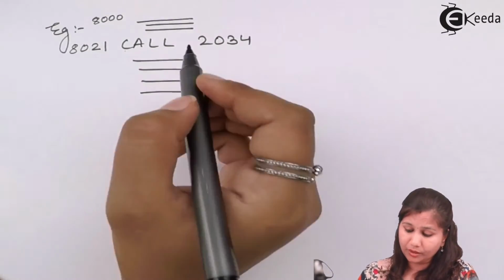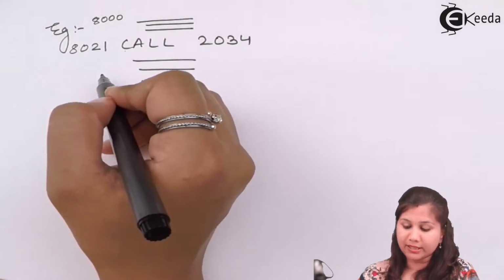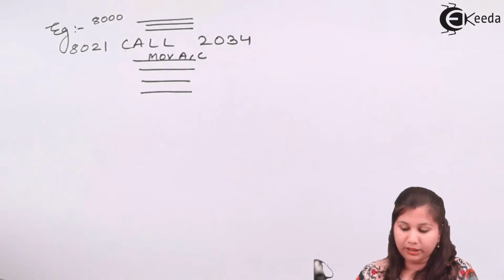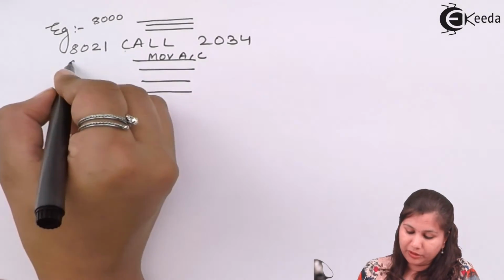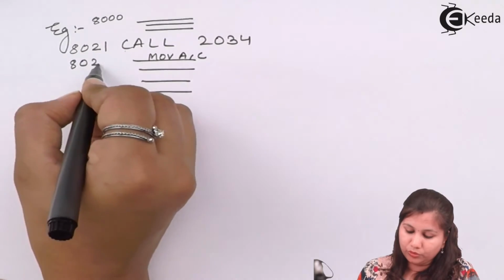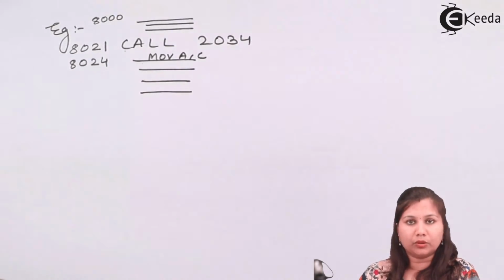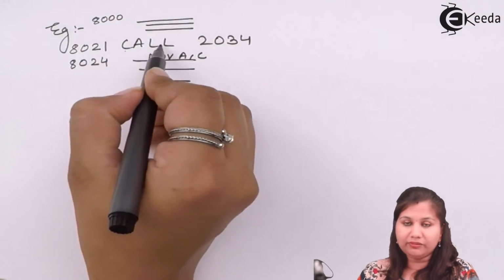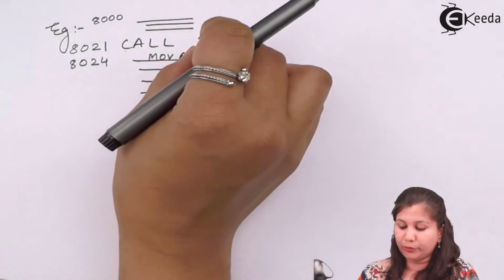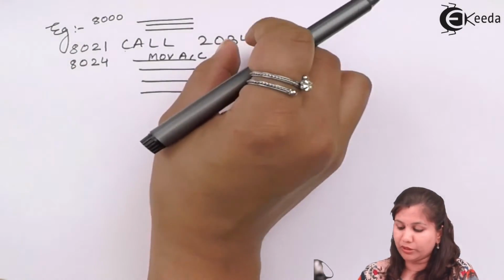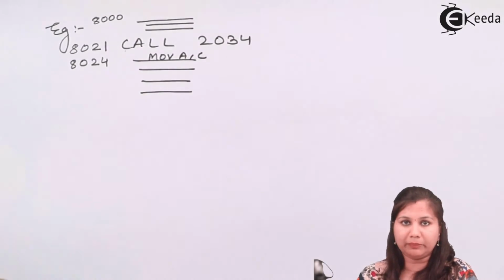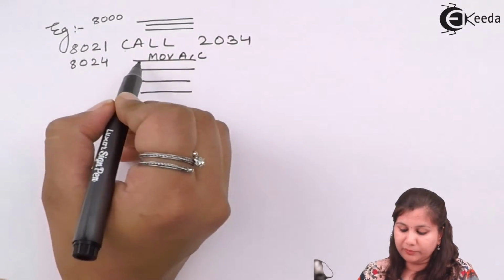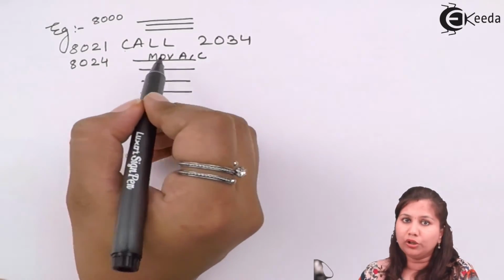Now the instruction after this call is, suppose, MOV A, C, and this instruction is written at the memory location 8024, because the call instruction is a 3-byte instruction. For call we will have a machine code, and for 20 we are going to use one memory location, and for 34 we are going to use one memory location. So it is a 3-byte instruction. So the next instruction will be written at the memory location 8024.